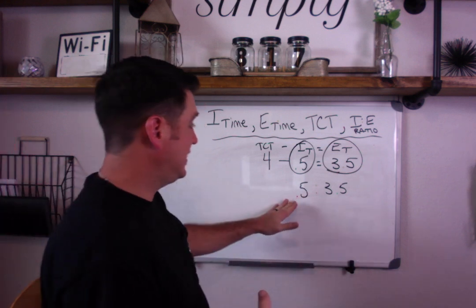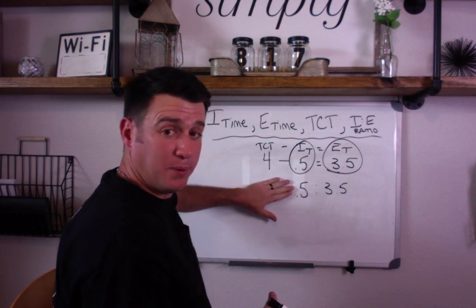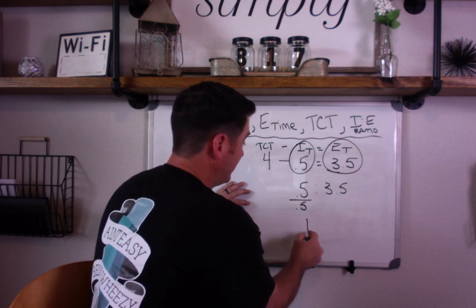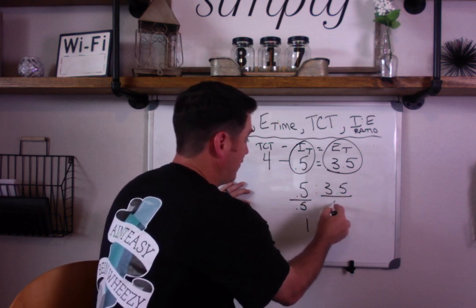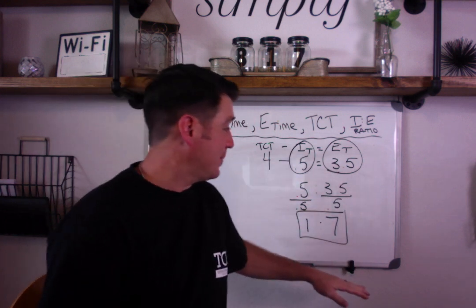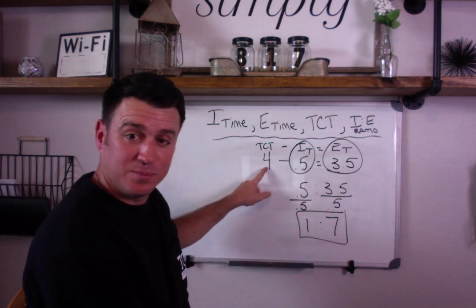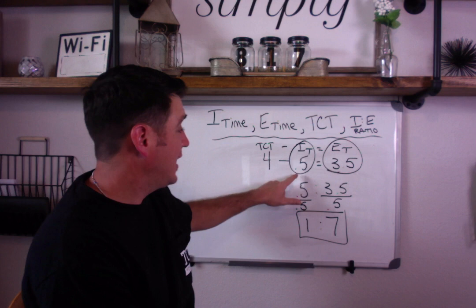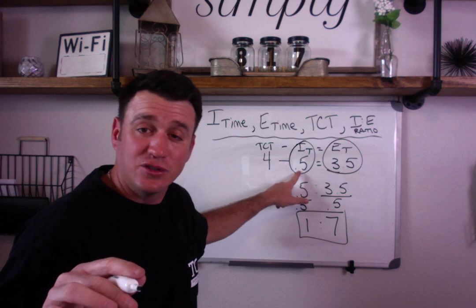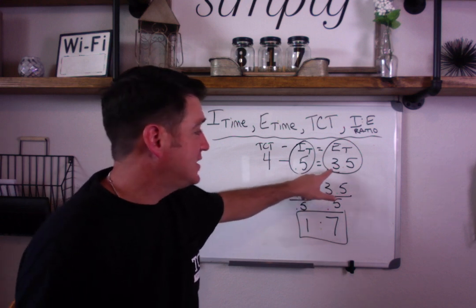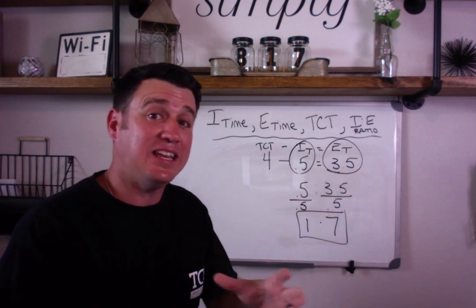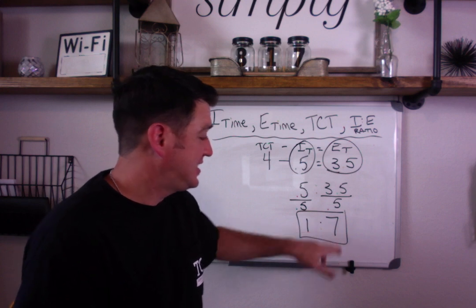So if we do it like this, we have to get our I time to 1 part. To get this to 1, we divide by 0.5, and that will give us 1. We do the same over here, and this will be 7. So for this example, we have a total cycle time of 4 seconds because we're on a rate of 15. We had an I time of 0.5 because we were on a tidal volume of 500 at a flow of 60. That gave us an E time of 3.5. When we compare those two, that gives us an I to E ratio of 1 to 7.